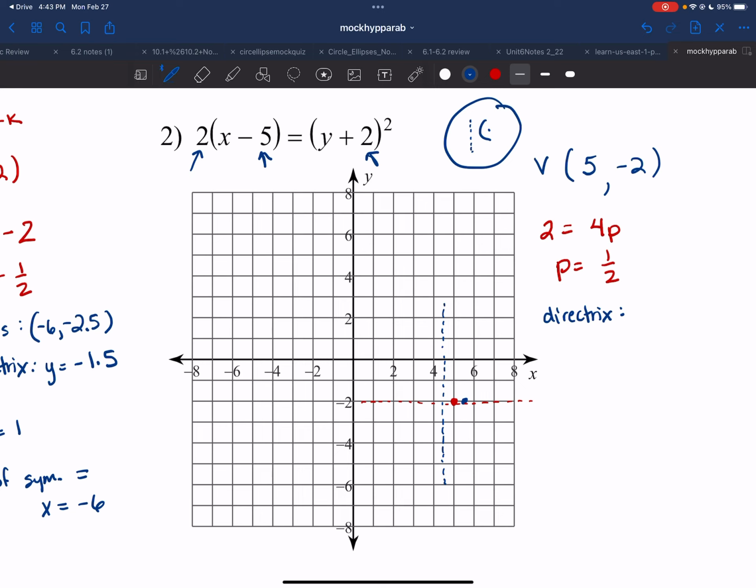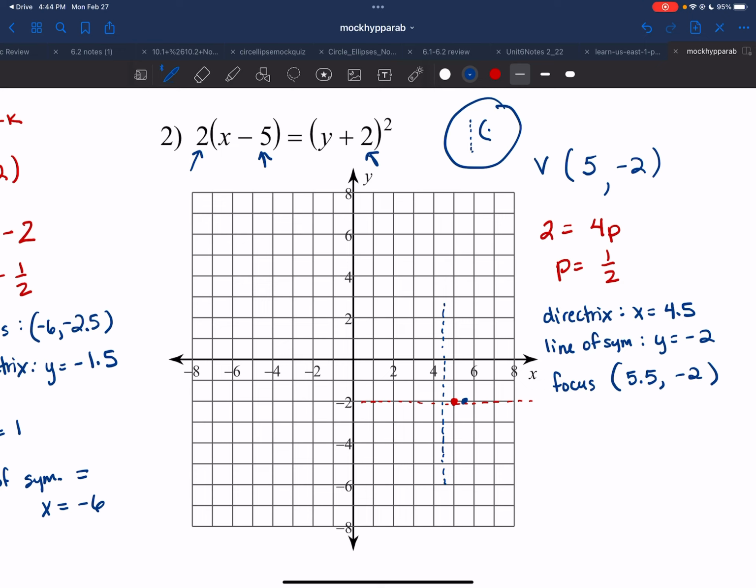So let's look at directrix. That is located at x equals 4.5. My line of symmetry is at y equals -2. And then my focus is at 5.5, -2.